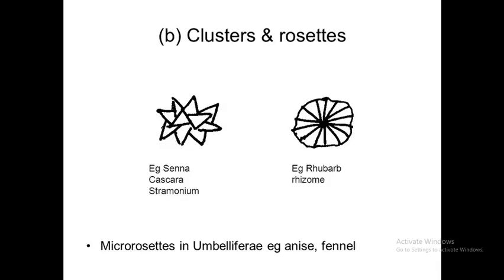This is the diagrammatic representation of cluster and rosette-shaped calcium oxalate crystals. Here you can see the rosette-shaped crystal, with an arrangement like a rose flower. And the cluster, as I told earlier, consists of two or more prisms joined together to form a cluster-shaped crystal. The examples are senna, cascara, stramonium. Next, the other type, the micro rosette-shaped calcium oxalate crystal. As I told earlier, this is found basically in umbelliferous fruits belonging to family Umbelliferae, like anise and fennel.